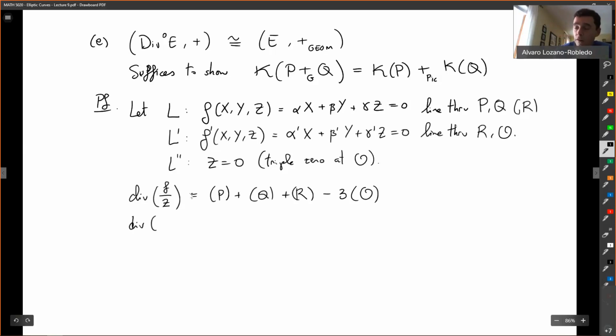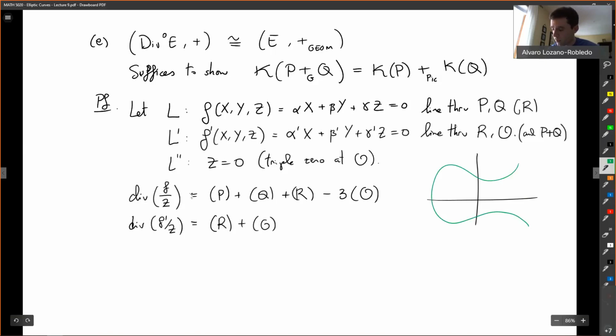What is the divisor of F prime over Z? Same deal. Now what are the points? Well, there is R, there is O. What is the third point of intersection with the curve? It also goes through P plus Q. That's the point of the L prime line, right? Maybe it helps to remember that we have the line through P, Q, R, that's the line L, and this is the line L prime, which goes through O, R, and P plus Q. So the divisor of F prime is R plus O plus the point P plus Q, minus Z, which again has a triple point at O.